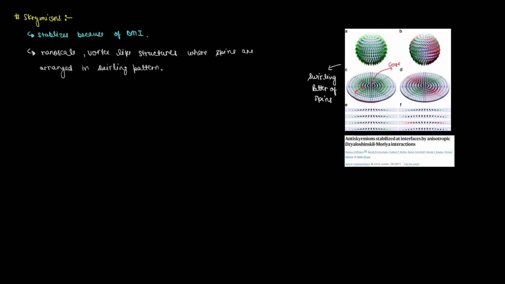Now, due to their small size and stability, skyrmions are being explored for use in advanced technologies, particularly in the field of spintronics, where they could be used for data storage and processing. So therefore, researchers are continuously searching for new materials that can host skyrmions at room temperature and under practical conditions. So this makes skyrmions a hotspot for new physics discoveries.